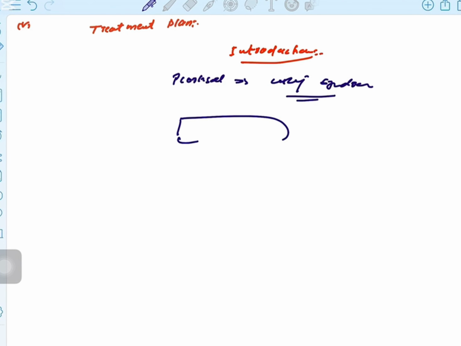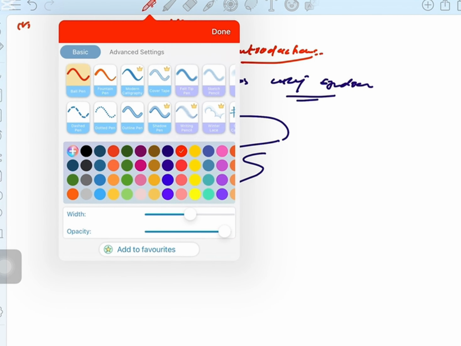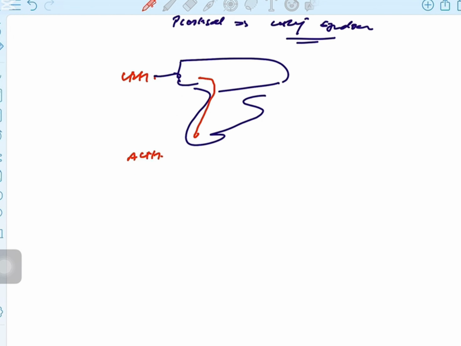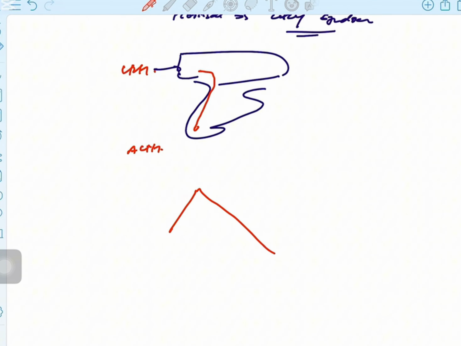Just take an example that this is the hypothalamus, and from the hypothalamus the hormone named corticotropin releasing hormone is produced. This hormone will come into the anterior pituitary, and from the anterior pituitary another hormone is produced, and the name of the hormone is ACTH. This ACTH hormone will give the message to our two adrenal glands, which are present above the kidney.